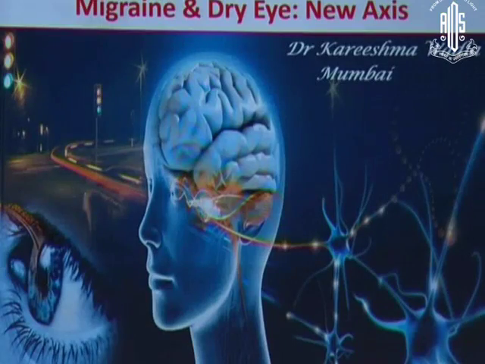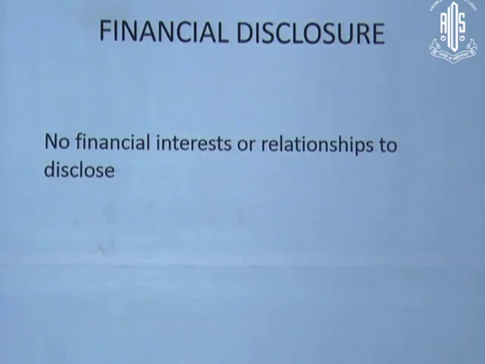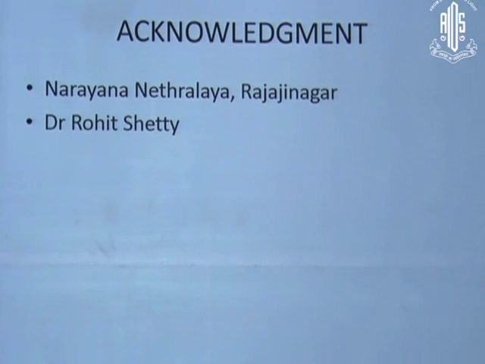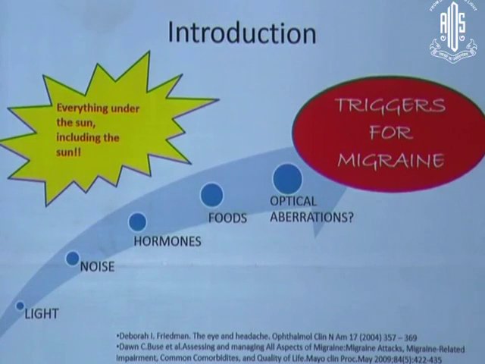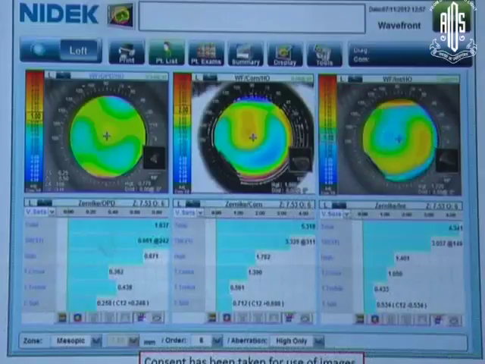Thank you. I'm going to be talking about a completely new aspect, a new axis. We're correlating migraine with dry eye. I have no financial disclosures, and I would like to thank my team at Narayan Netralaya and my mentor, Dr. Rohit Shetty. It was one of his novel ideas, and thank you for letting me present over here. So we all know that everything under the sun, including the sun itself, could be a trigger for migraine. Now we are trying to look at something new, possibly optical aberrations as a trigger for migraine.